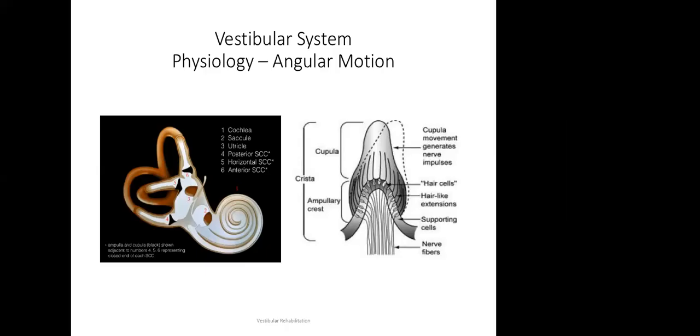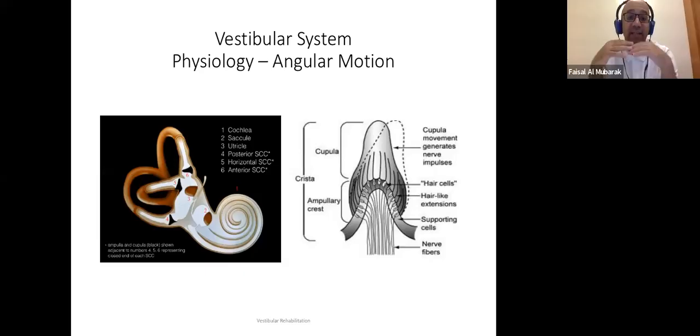What is the difference between angular motion and linear motion? So angular motion again is a motion that has angles in it. So bending, flexion, extension, side bending, and rotation. So these are angular motion, okay? While the linear motion is moving forward and going backward, side to side, or up and down.